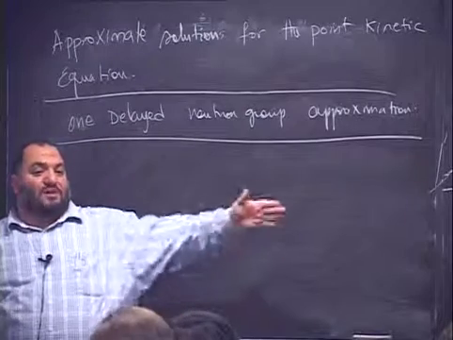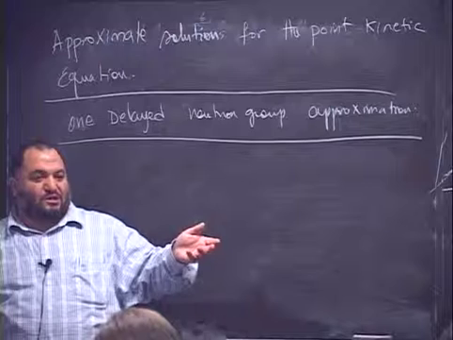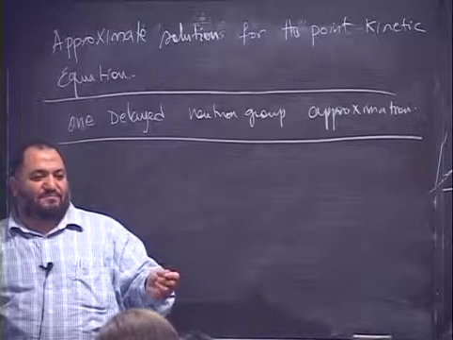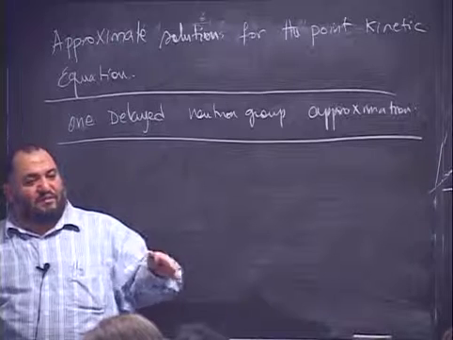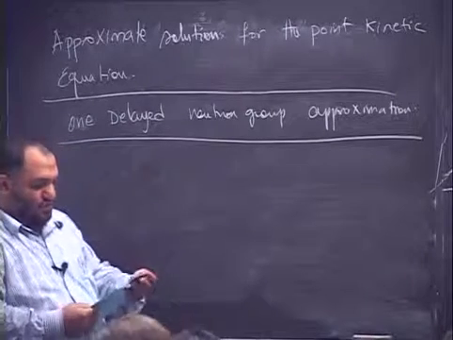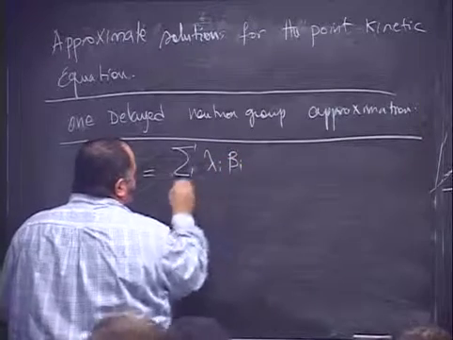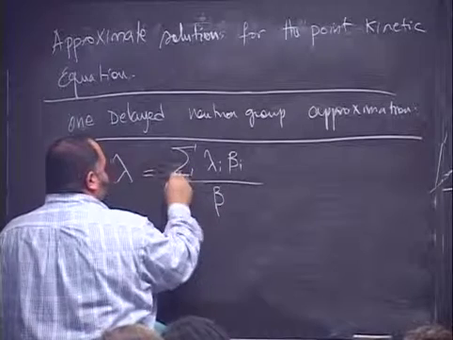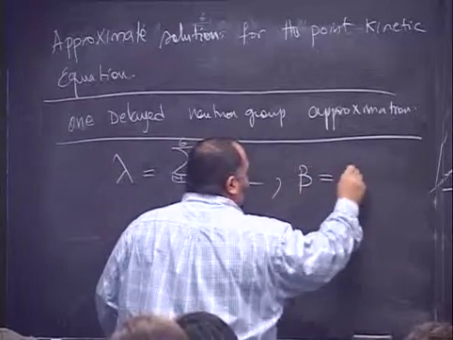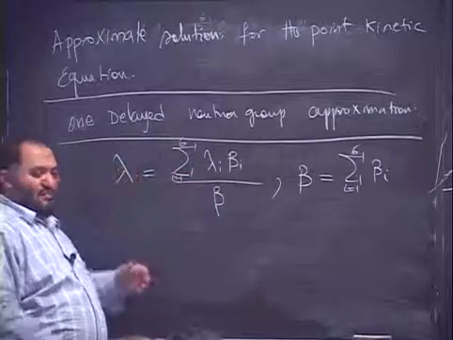You will average over the six delayed neutron groups, and you will get an effective lambda for those six groups, and also an effective beta for the six groups. So beta will be just the summation over beta i, from i equal 1 to 6. And lambda effective will be the summation of lambda i beta i divided by beta, for i equal 1 to 6. So this is averaging.